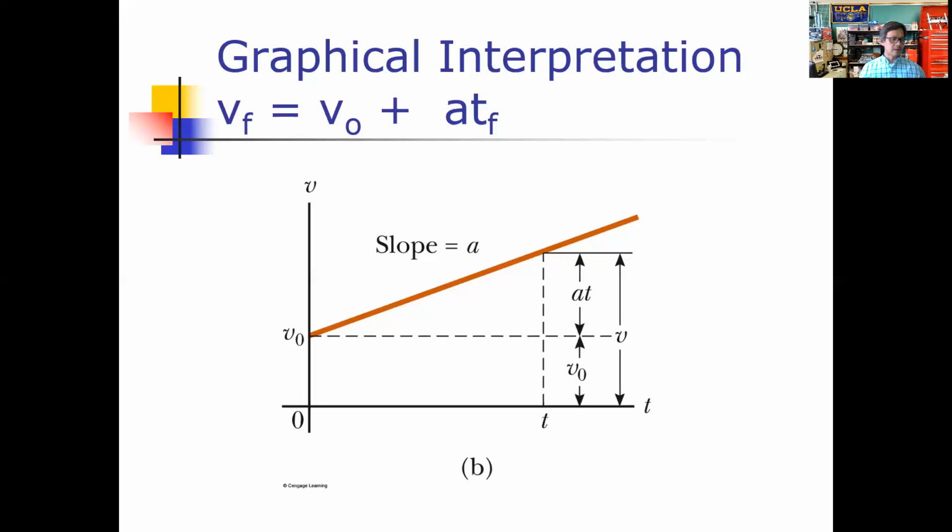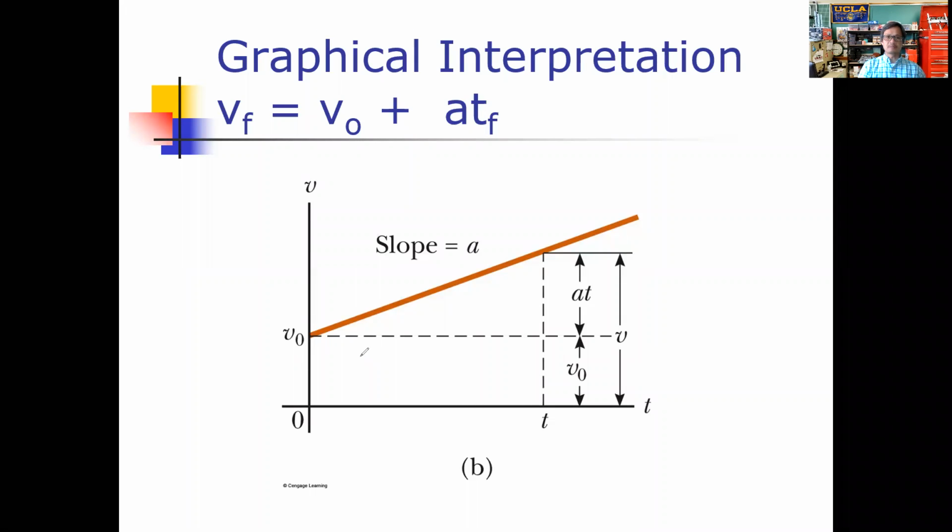All right, so what we have in front of us now is a velocity time graph. Remember, we have velocity plotted along the y axis and time plotted along the x axis. We have here two points. Let's go ahead and consider this here. We have v initial here, and then we'll call this point right here v final.